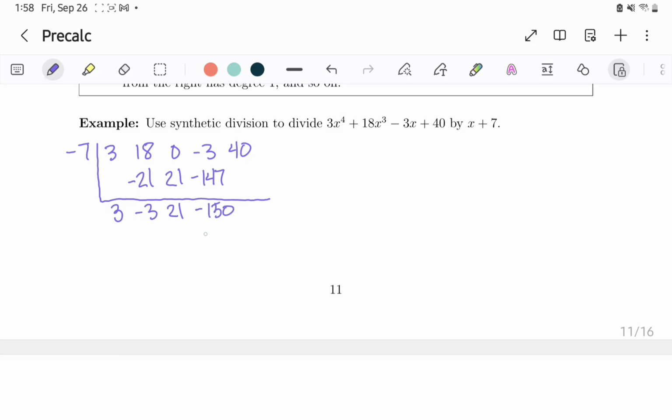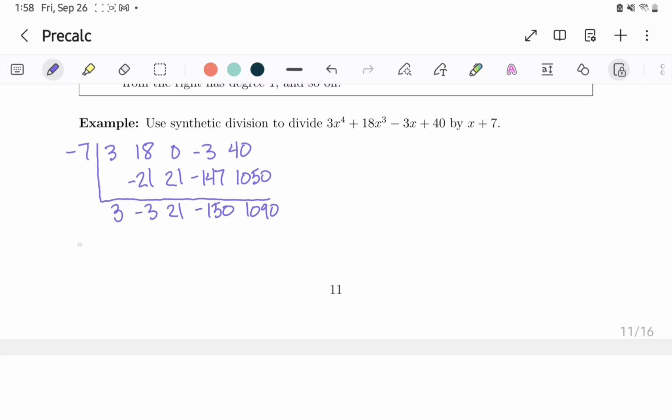And then we want to multiply -150 by -7, which is going to give us 1050 for the product. And we want to add that to 40, so that's going to give us 1090. Okay. And so this is our remainder. This is our constant term for the quotient, so -150. This is going to be our degree 1 term, so 21x. This is going to be our degree 2 term, so -3x squared. And this is going to be our degree 3 term, so 3x cubed.